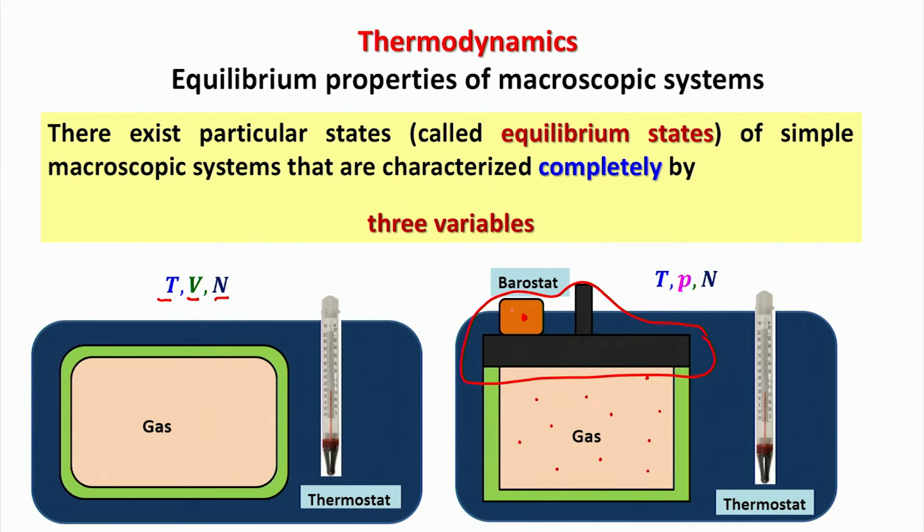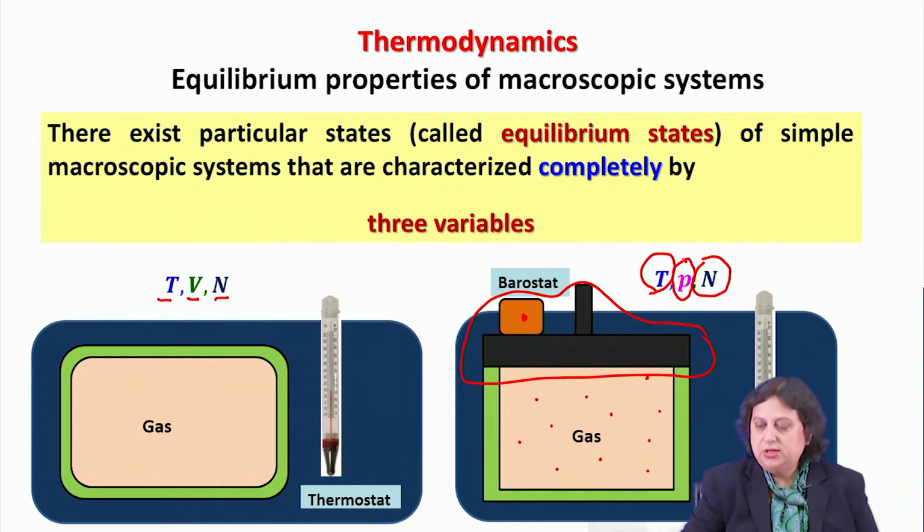If you allow the system to establish a thermal and mechanical equilibrium with the thermostat and the barostat, then how do you define the equilibrium state of the system? You define it by reading out the temperature of the system from the thermometer, the pressure of the gas from the barometer, and obviously I know how much gas we have put into the cylinder, so I know the number of particles present here.